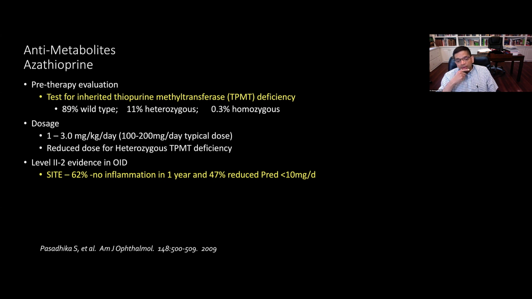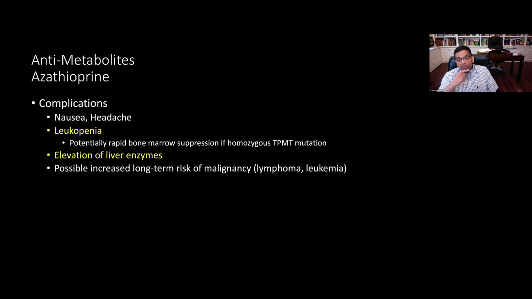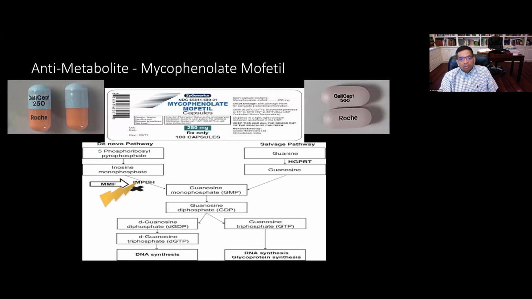Again, the SITE data shows some definite efficacy for this agent, and 62% had no inflammation after 1 year of Imuran use on the SITE study, and 47% were able to reduce their prednisone below 10 milligrams daily maintenance. Leukopenia and elevation of liver function tests are complications. Mycophenolate mofetil is an inosine monophosphate dehydrogenase inhibitor. Again, it is a purine analog, its effects are that it inhibits purine synthesis and DNA synthesis ultimately.